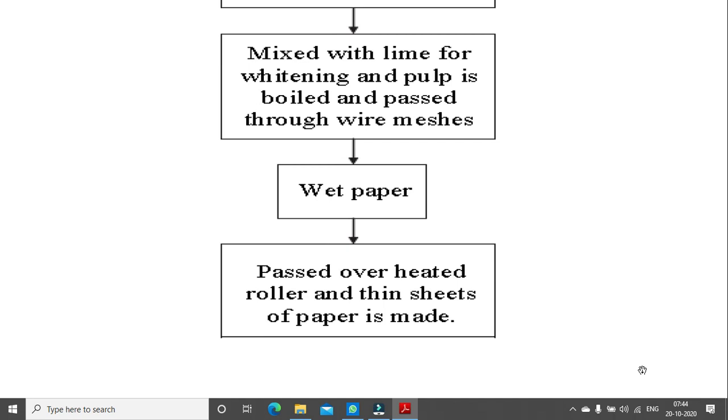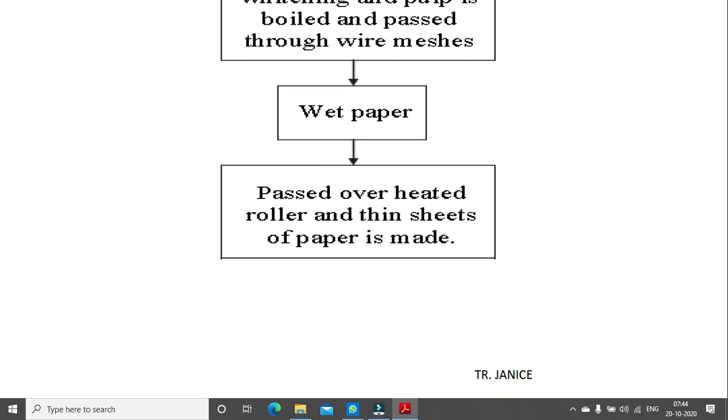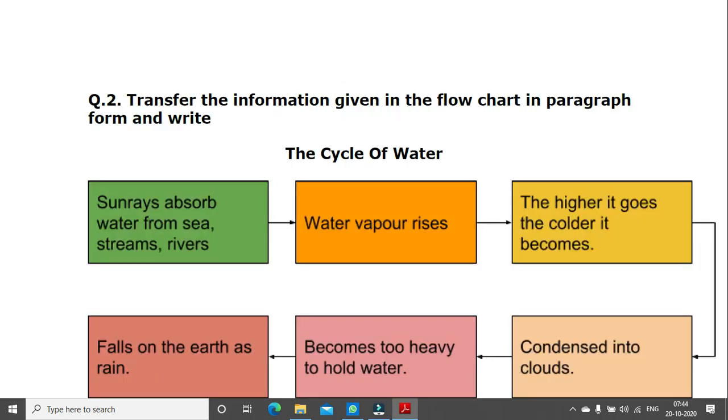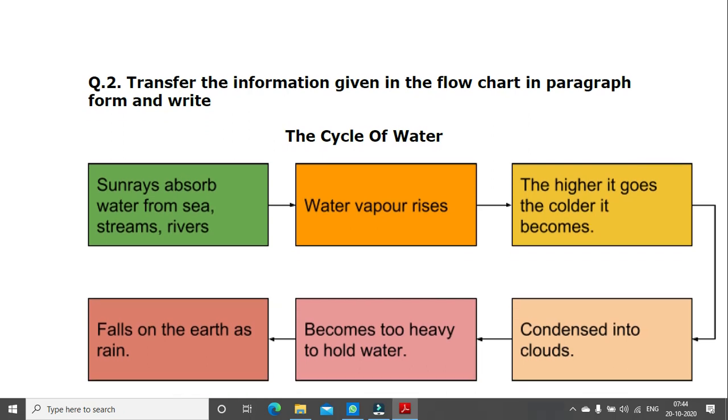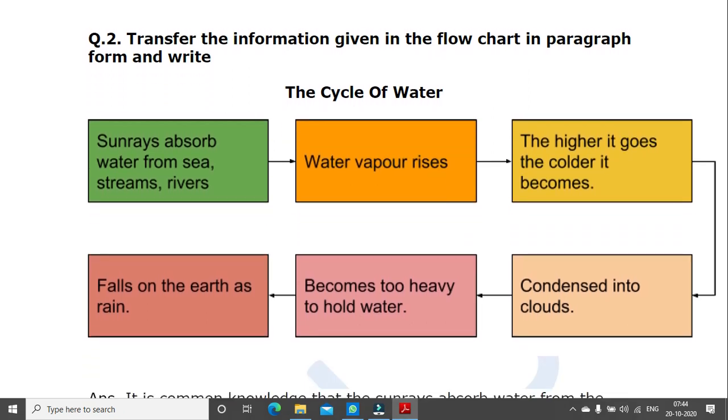Clear? Okay. So now we put the paragraph into the flow chart, the non-verbal form. Next, we go to transfer the information given in the flow chart into paragraph form and write. So you see the flow chart and then you will write it in the form of words. Now here I have purposely taken a web diagram which is curved, not straight. So this is what I was telling you: not just straight, you can even go curved.